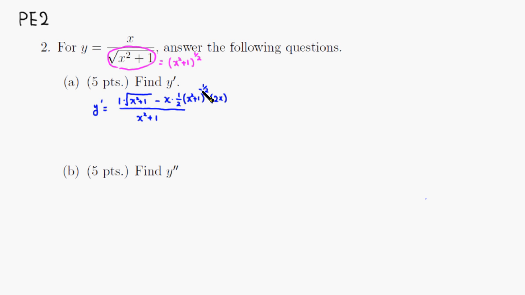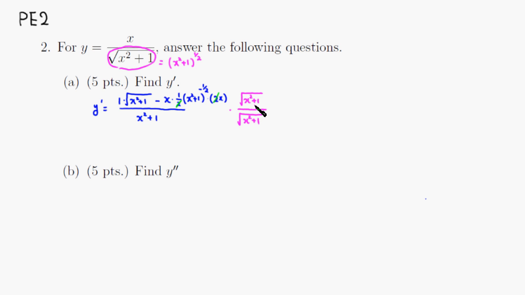Then try to simplify as much as possible since we need to take another derivative. First, I would cancel the 2 on top and the 2 on the bottom. Another thing: since you have a negative power there, you're going to have a fraction inside the fraction, and I would like to avoid that. So I'm going to multiply top and bottom by the square root of x squared plus 1. I have to do the same thing to the bottom, x squared plus 1.